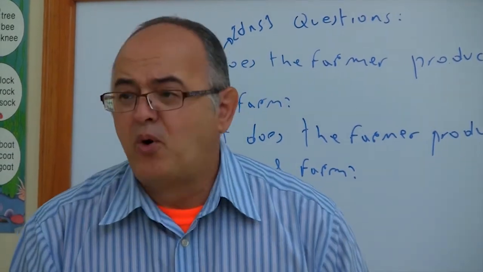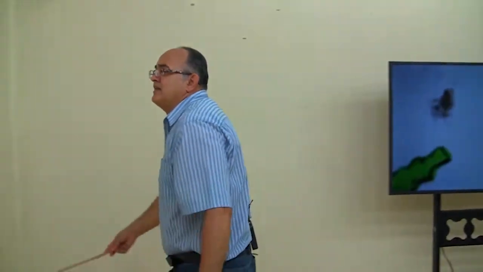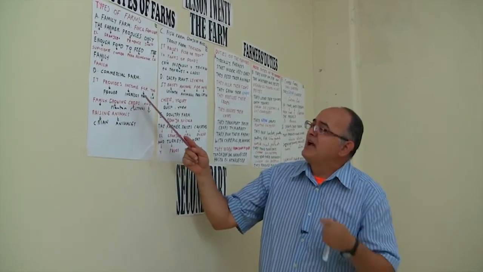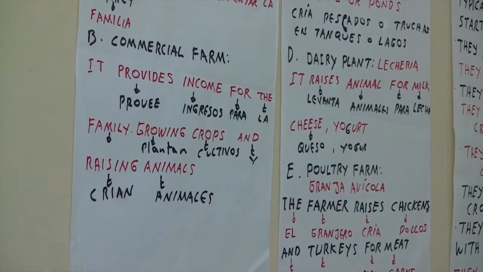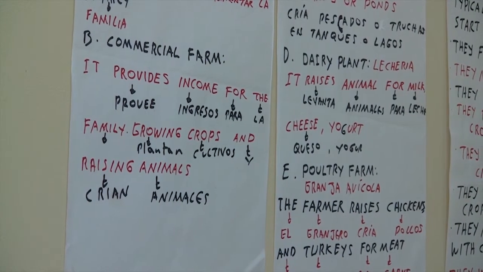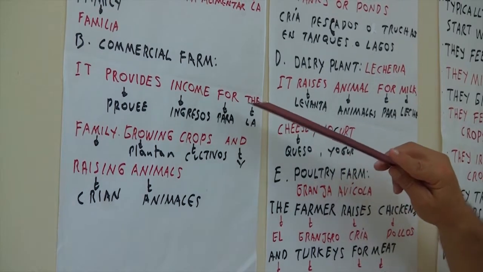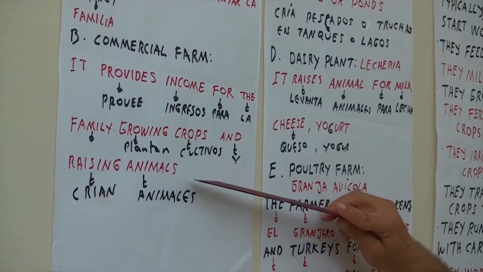If we go back to the poster, you're going to find the answer here. The commercial farm provides enough income for the family. They grow crops and they can raise animals. So we can see that a commercial farm provides income for the family, growing crops and raising animals.